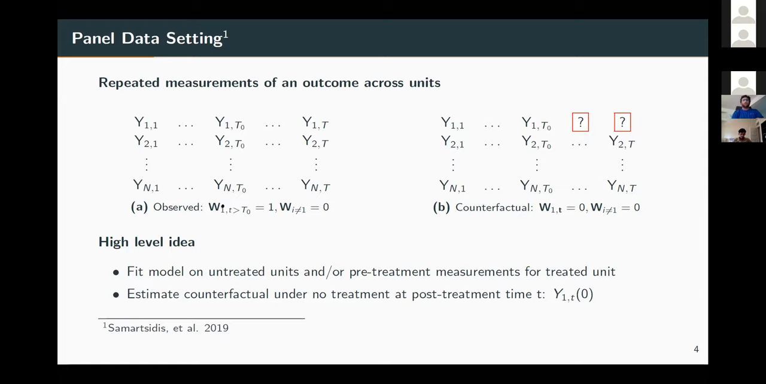My treatment indicator is W. After treatment time, for unit one, treatment is binary, equal to one. So the unit we care about is treated, and all the other units are control units where they're untreated. Counterfactually, what we care about is estimating what happens if this first unit were not treated. In order to evaluate the impact of an intervention, we're going to be comparing what we observed over here to some counterfactual for this treated unit under no treatment. And the high level idea, as I hinted, is that we're going to use data from pre-treatment observations for the treated unit, and pre-treatment and potentially post-treatment observations for the control units.